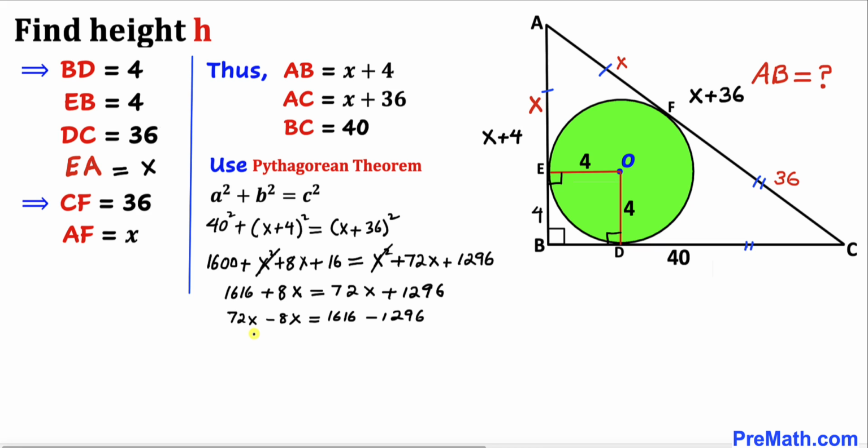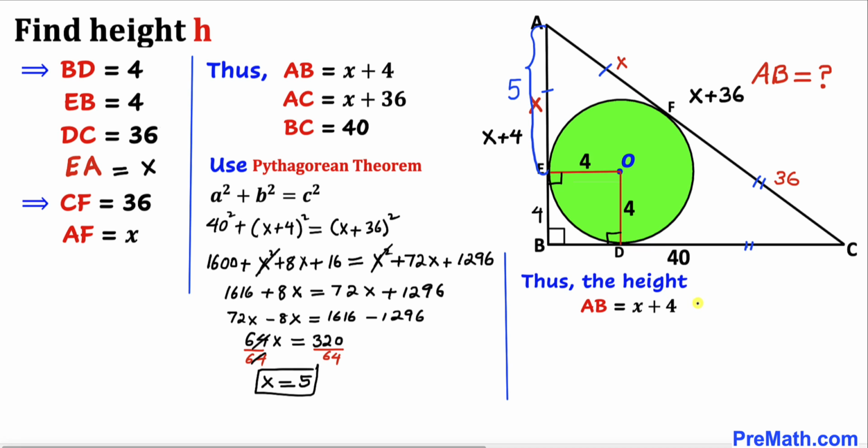Let's simplify furthermore. On the left hand side, that's going to give us 64x equals 320. Now let's divide both sides by 64, and we can see that this is gone. So our x value turns out to be simply 5 units. So therefore this length x turns out to be 5 units.